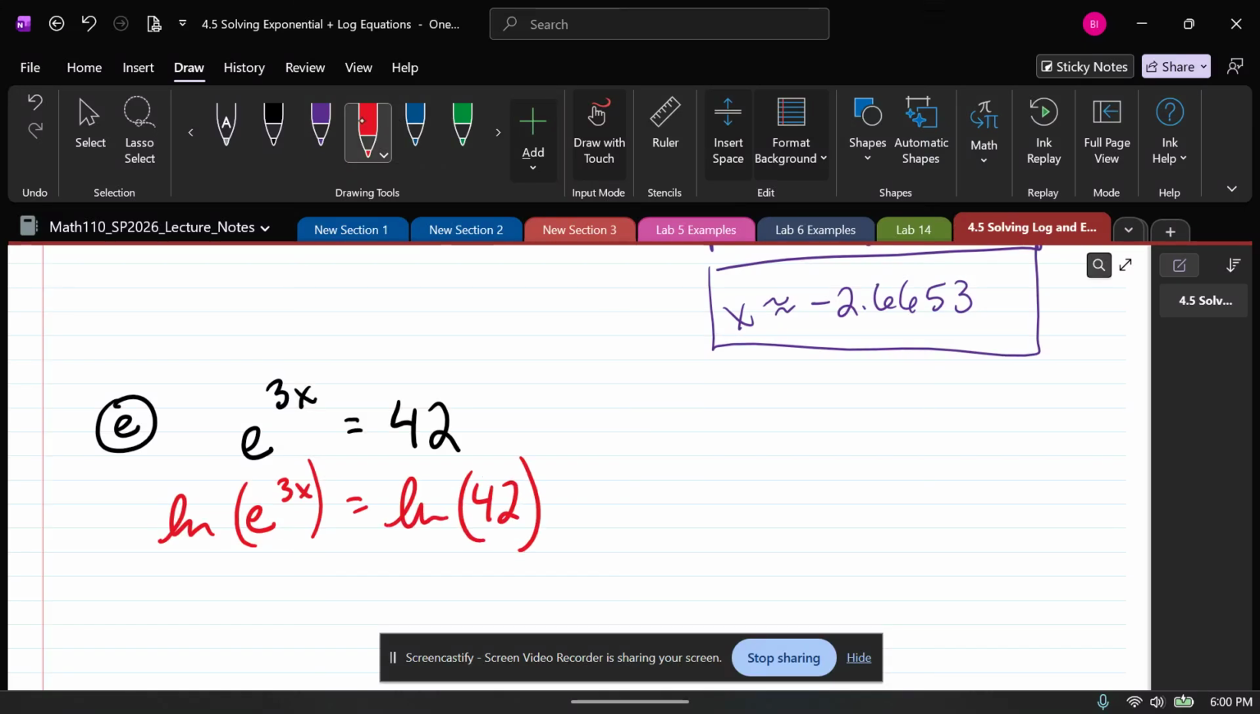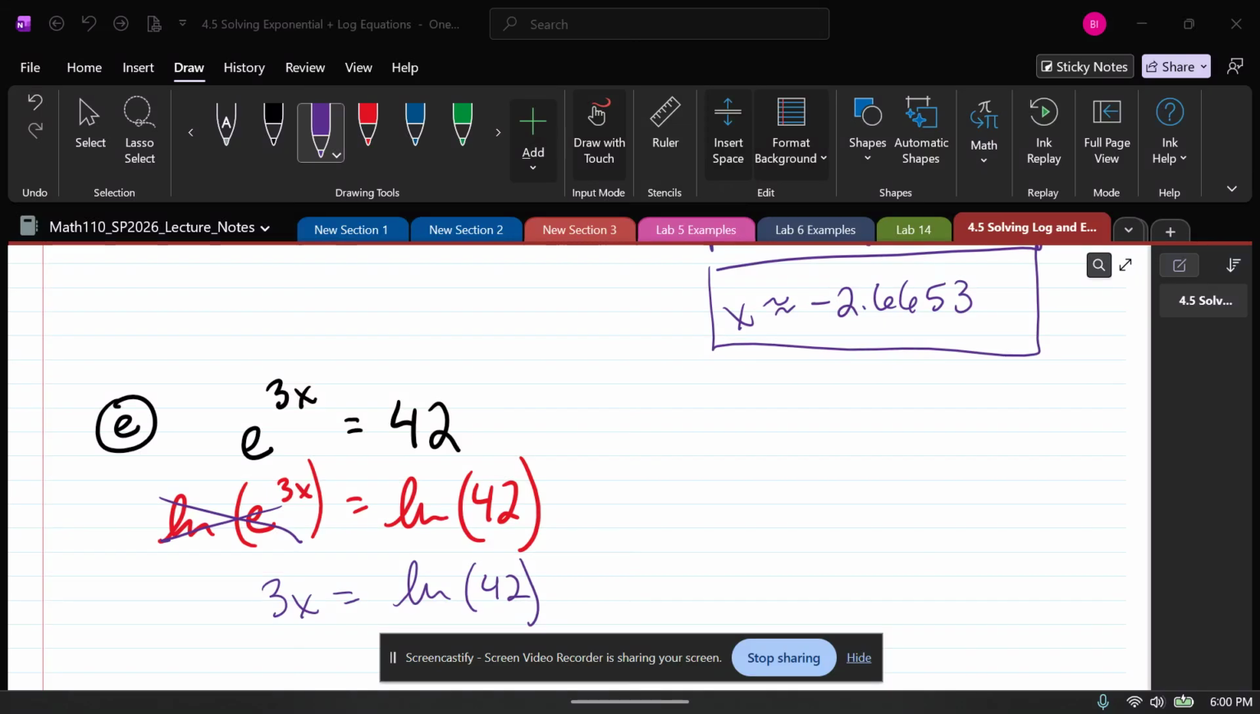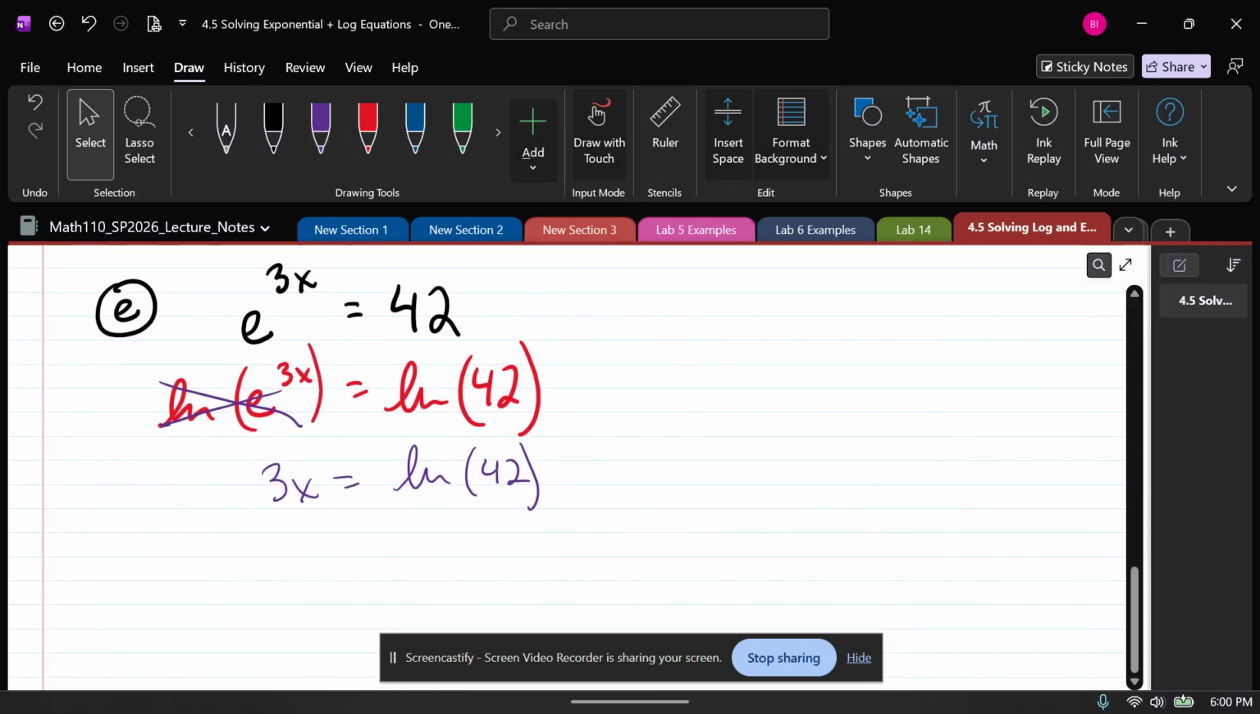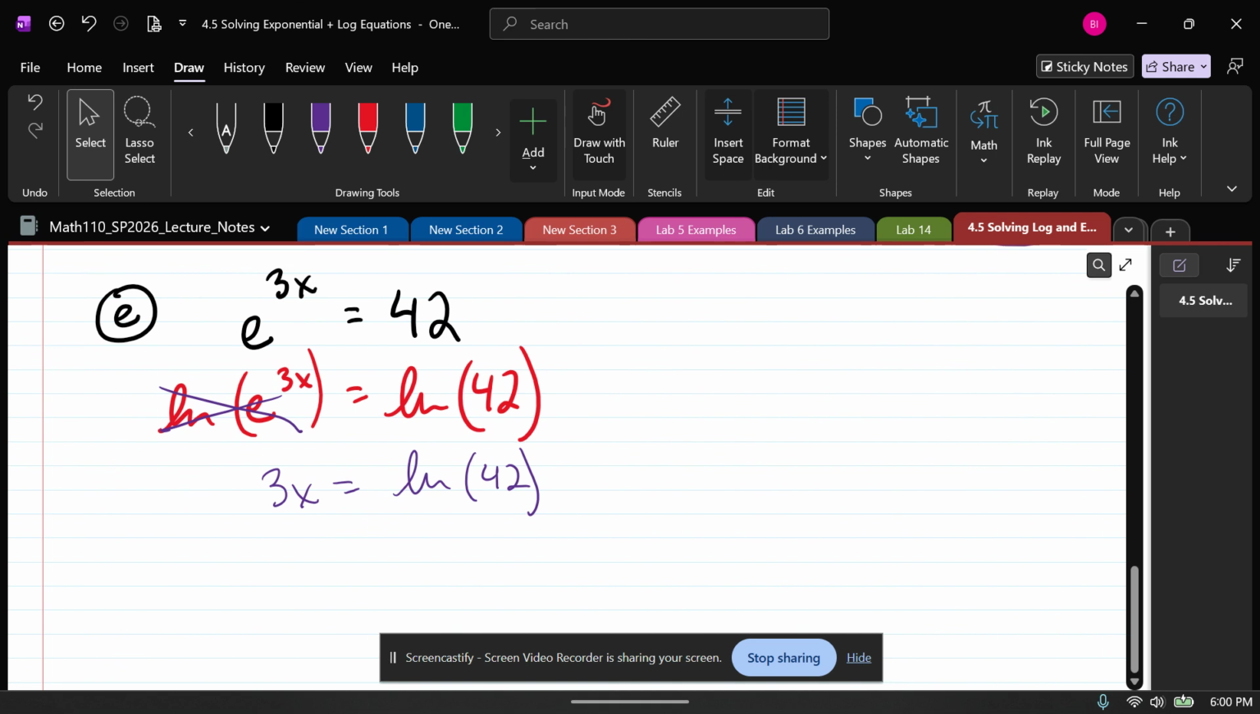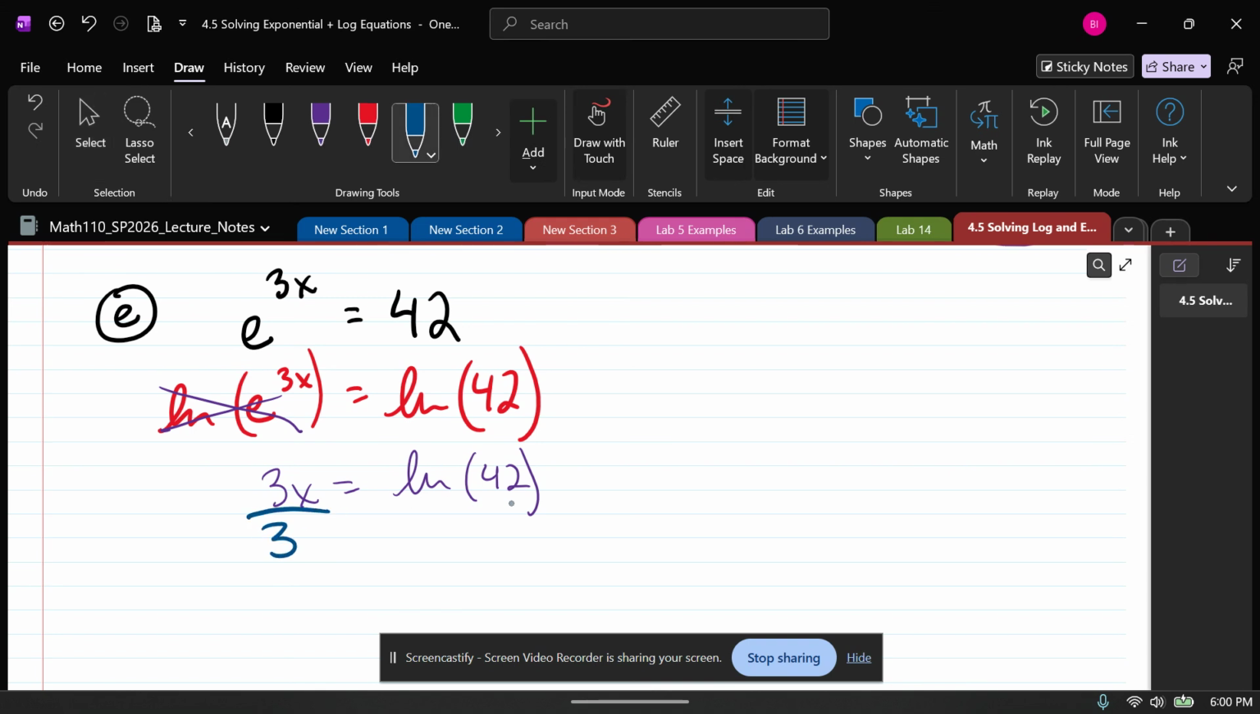So if I take the natural log of each side, on the left-hand side, that natural log and that E cancel each other out. It just leaves you the 3x. So we have 3 times x is equal to the natural log of 42. Remember, natural log of 42 is just a number. It's a weird number, but it's a number. And then how do I get x by itself? One step. Divide by 3.